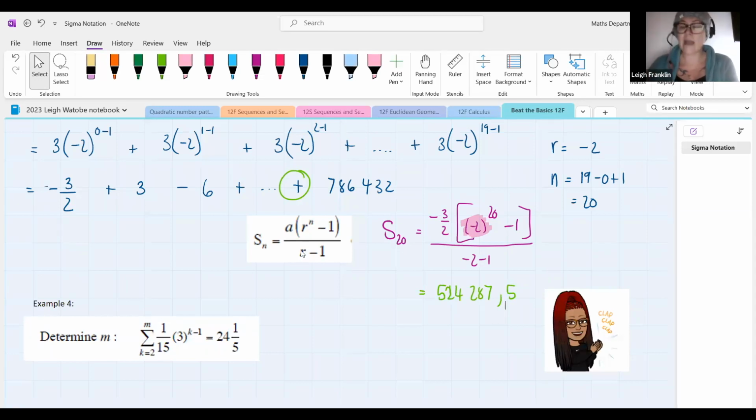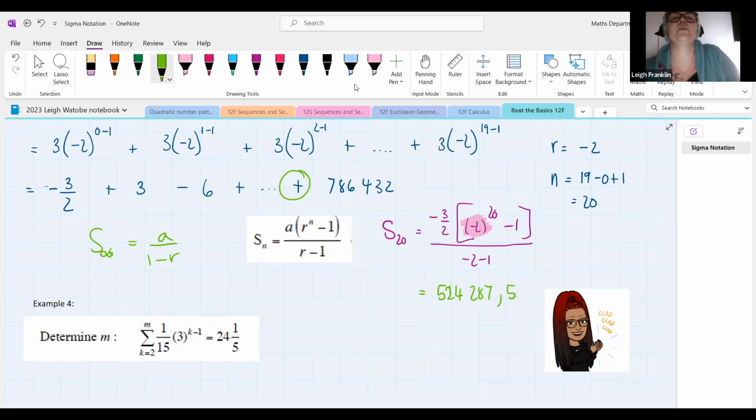Okay, so sum to infinity, there's only one way that you can write that. But the geometric sum of a series, you can write in two ways, but there's only one way to write sum to infinity, and that is over 1 minus r. Thank you, ma'am. So just don't get confused between the two. Yes, we're all getting the same answer there.